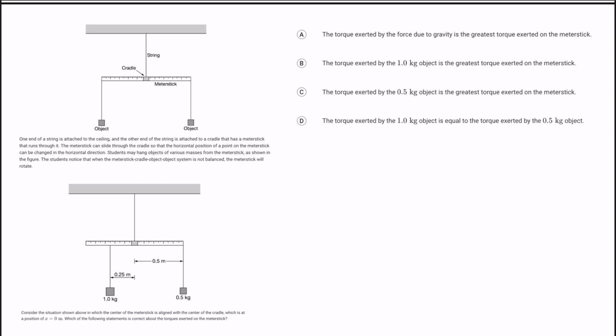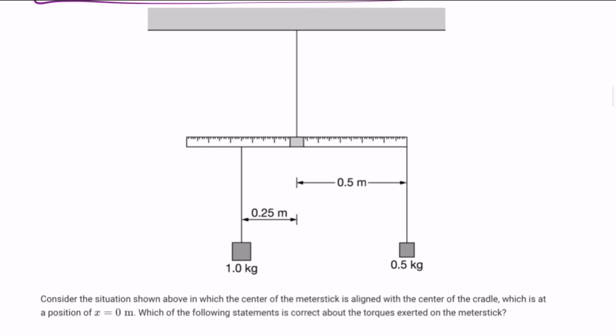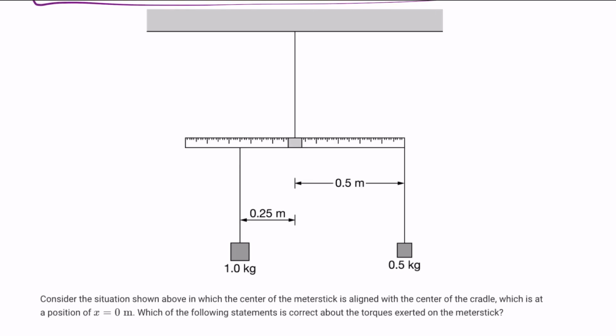All right, here we have a new problem, but with the same setup, at least the same premise for the figure, so we don't need to read this portion again. It's the same as the previous question. That said, let's zoom in here on what we're really dealing with in this problem. It says, consider the situation shown above in which the center of the meter stick is aligned with the center of the cradle, which is at position x equal to 0. So that's the same as the last problem as well. But then the last sentence says, which of the following statements is correct about the torque exerted on the meter stick? It's a very similar question to the last problem, but there's one very important difference in that the masses are no longer the same.